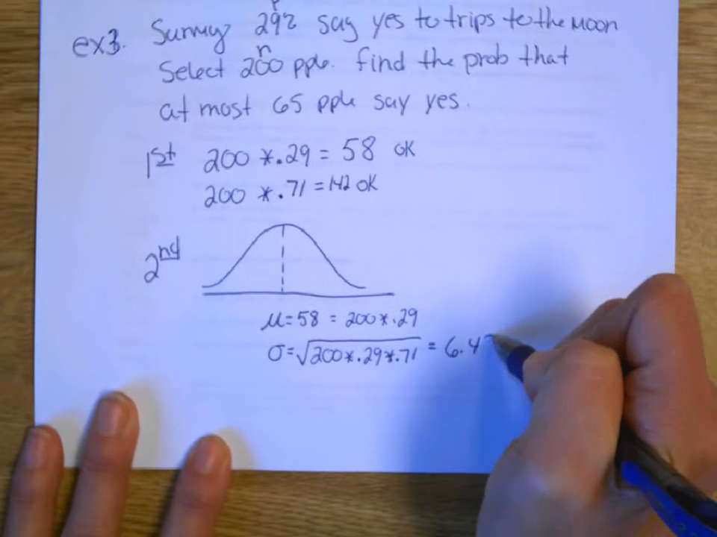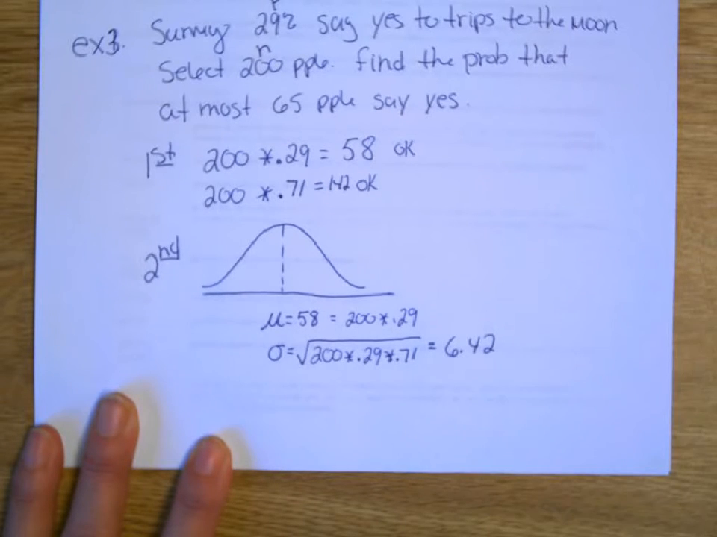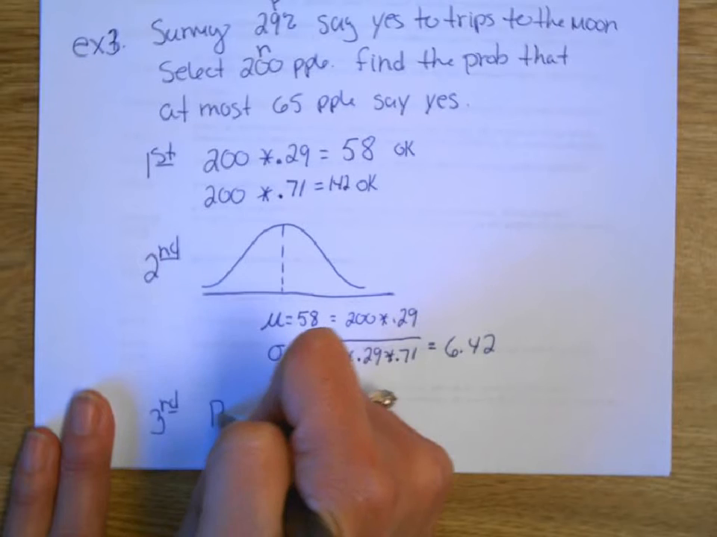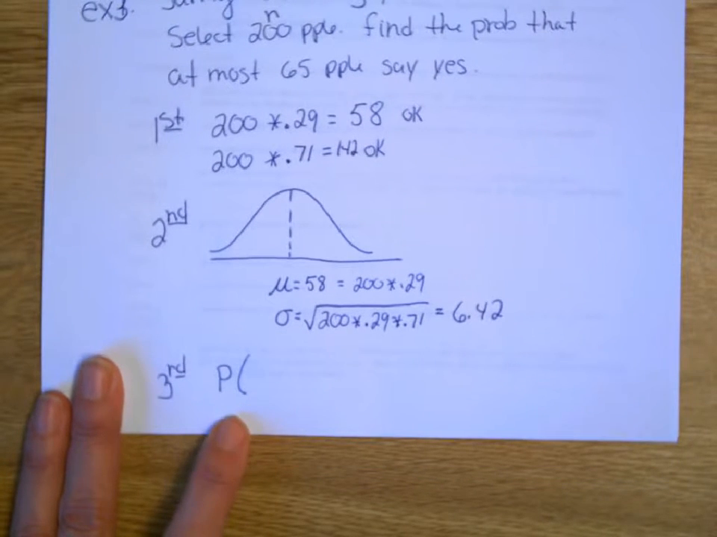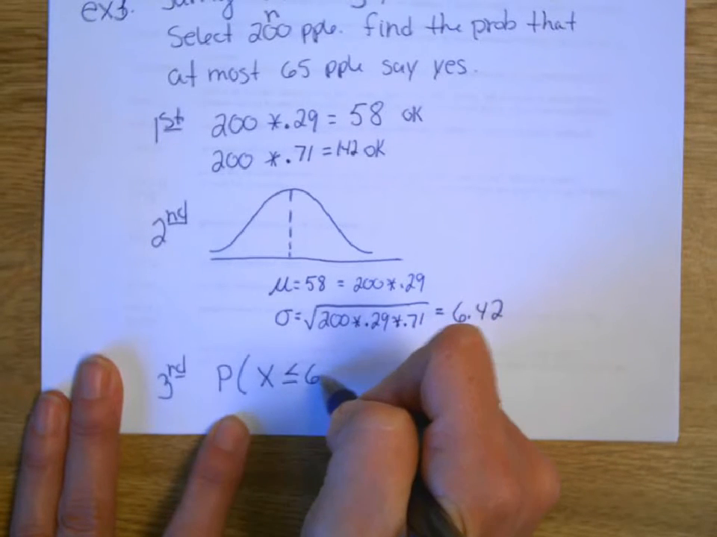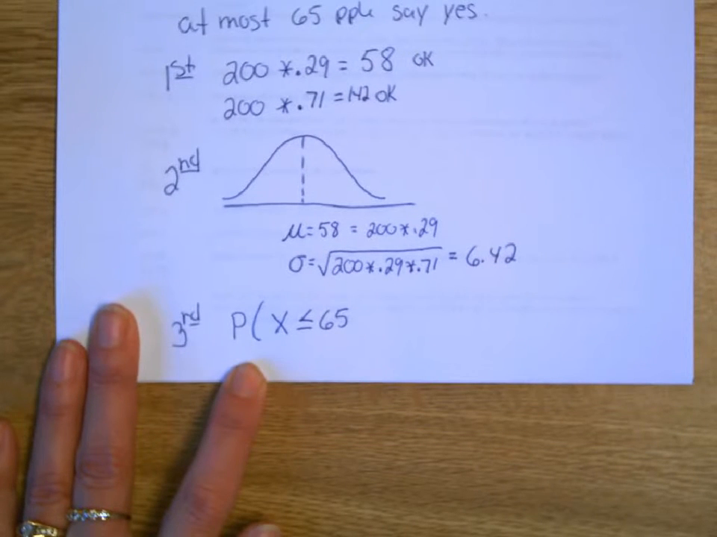Math is correct. Where's my answer here? I didn't write it down. So, I did write it down. Okay. So far, so good on the first 2 steps? Here's the tricky part. Step 3, I think, is probably where if there's any stumbles, it's going to happen. So, we are looking for the probability of what? X is less than or equal to 65. Do you agree with that?